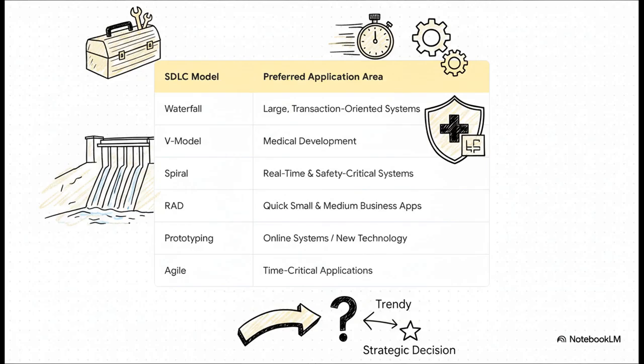For a huge system where the requirements are locked in and never going to change, Waterfall is a really solid choice. For something like medical software, where every single step has to be triple-checked and verified, a much stricter approach like the V model is often the way to go. And for projects where speed and adapting to change are everything, well, Agile is usually your best bet. The big takeaway here is that choosing a model isn't about what's trendy. It's a strategic decision that has to be based on the unique needs of your project.